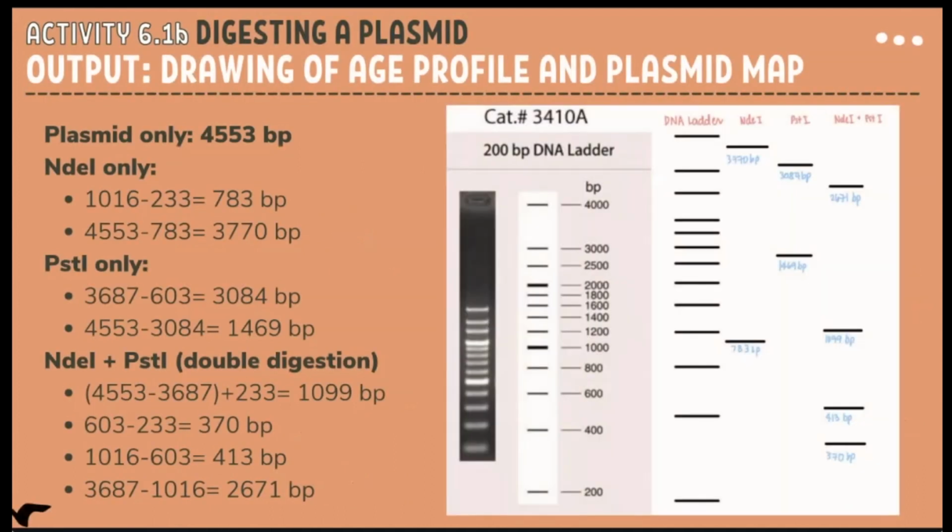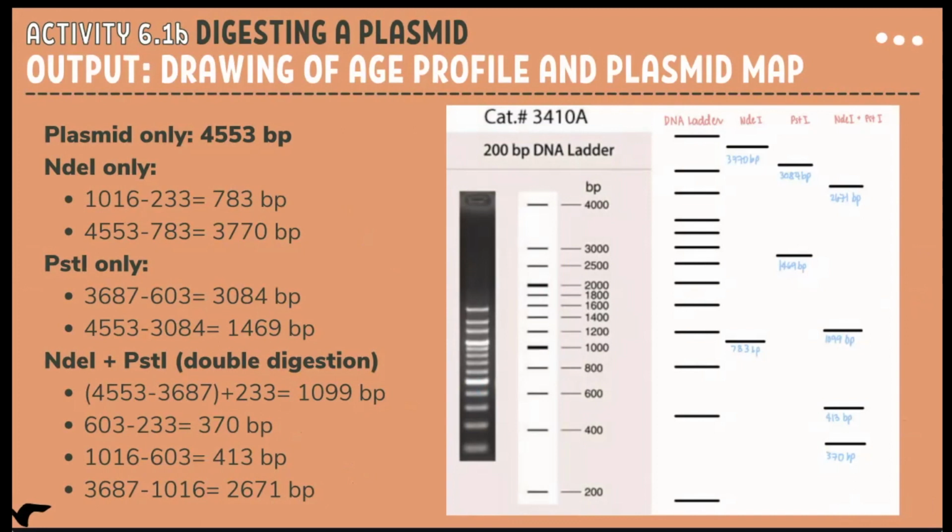Incorporating these fragment sizes into AGE with a DNA ladder, we should expect the following fragments. Lane 1 here holds the Takara 200 base pair DNA ladder, Lane 2 is for single digestion with NDE1 only, Lane 3 is for PST1 only, and lastly, Lane 4 is for double digestion with both of the enzymes. The fragments were drawn by using the DNA ladder as a reference and estimation point.